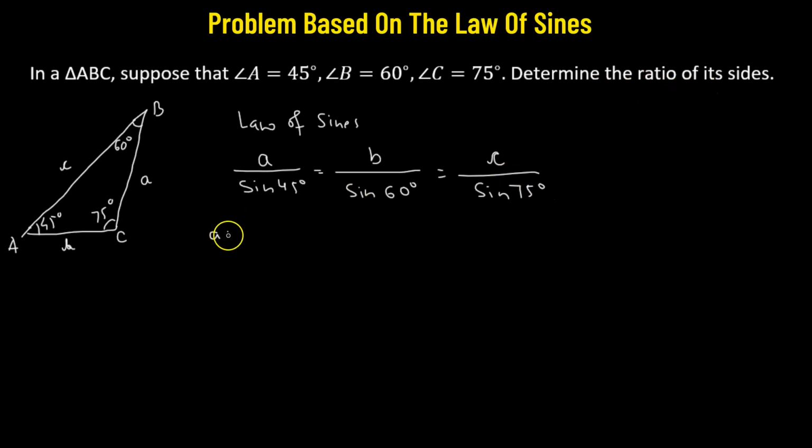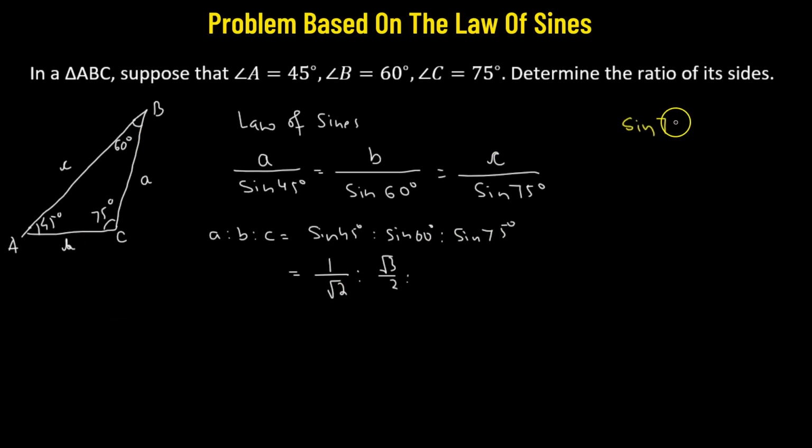Now we need to find the ratio of its sides. That means we need to find a is to b is to c, so that will be sine 45 degrees is to sine 60 degrees is to sine 75 degrees. Fine. So we know the value of sine 45 degrees, that's 1 over square root of 2. Then sine 60 degrees, that's square root of 3 over 2. Now what's the value of sine 75 degrees? That we need to figure out. So let's find the value of sine 75 degrees.